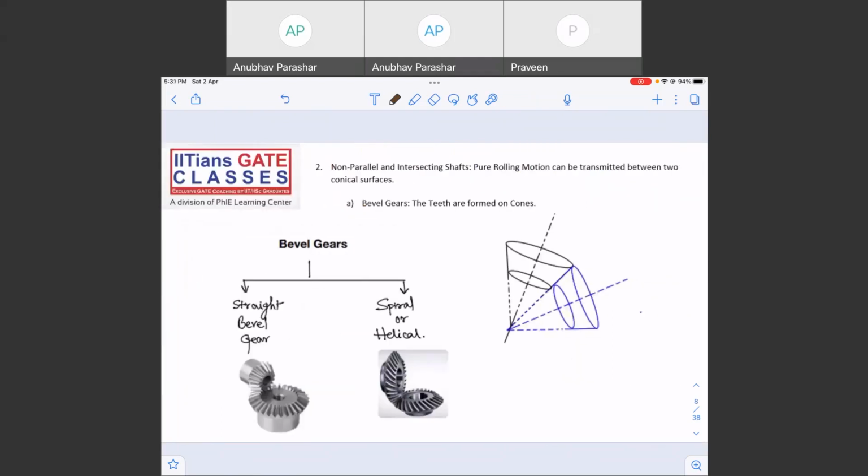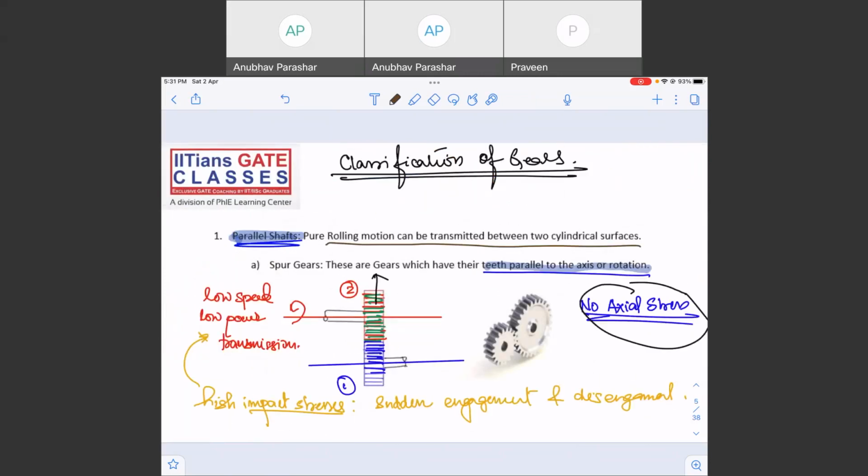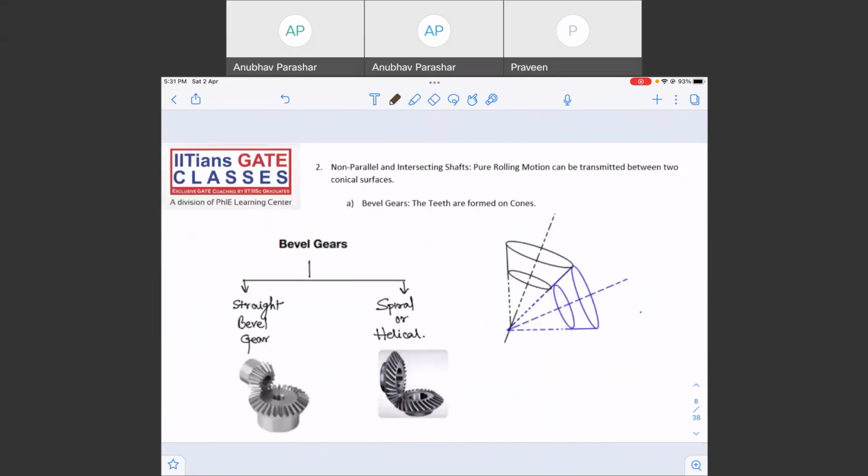Non-parallel intersecting shafts. So what we have been doing till now are parallel shafts. What if the shafts which require transmission of power are non-parallel but intersecting? So where will the teeth be formed? The teeth will be formed on a conical surface.